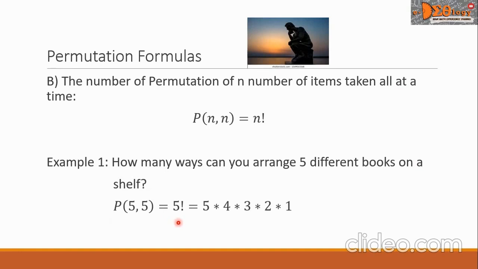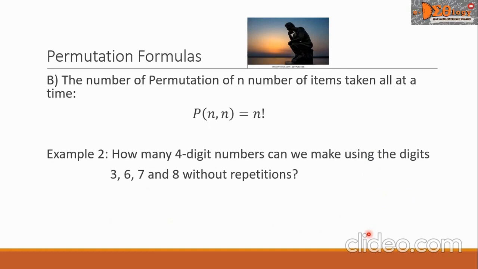And we know the 5 factorial is 5 times 4 times 3 times 2 times 1, and the product is 120. So we have 120 ways to arrange 5 different books on a shelf. This is our final answer.